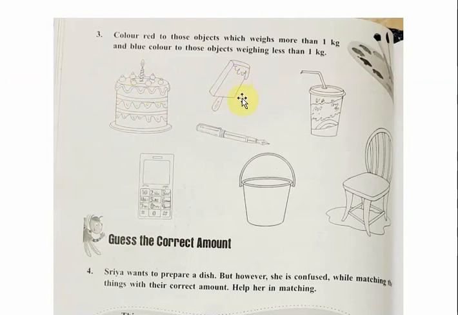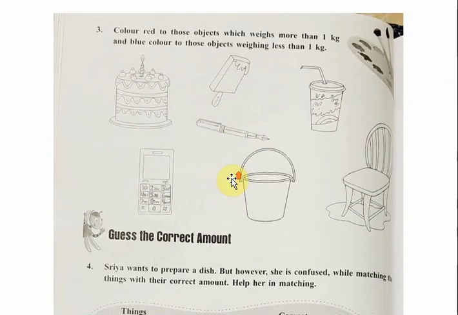Next one, an ice cream. Ice cream is less than 1 kilogram. So what you have to do? You can give blue color to the ice cream. Likewise, you have to guess the weight of all the things and color it accordingly.